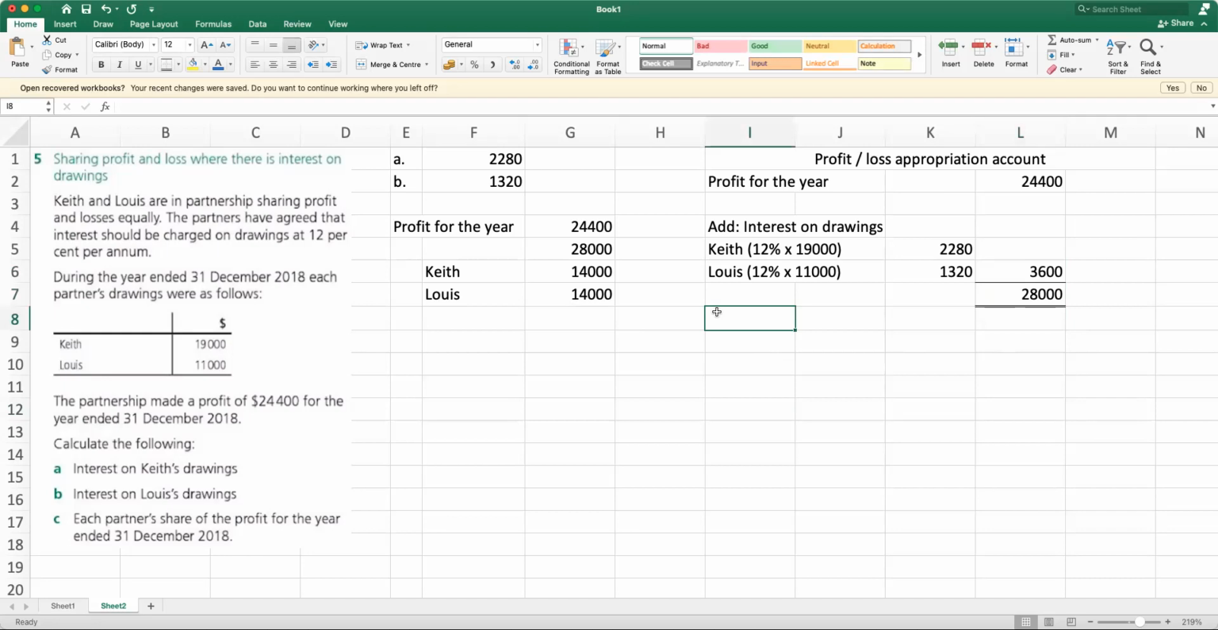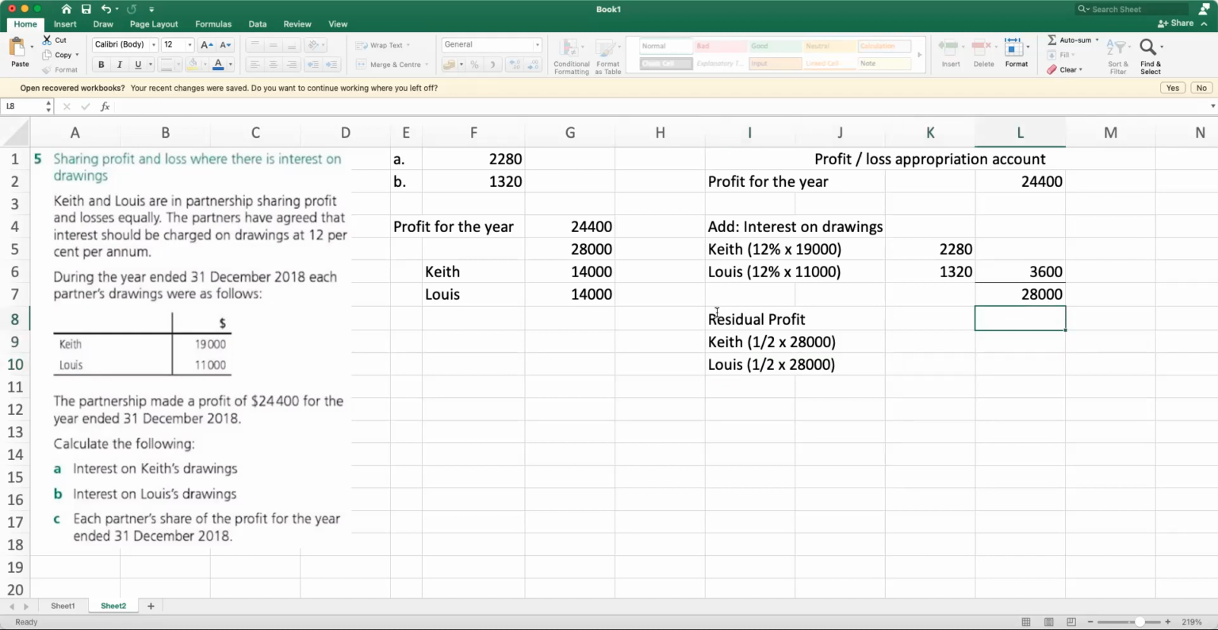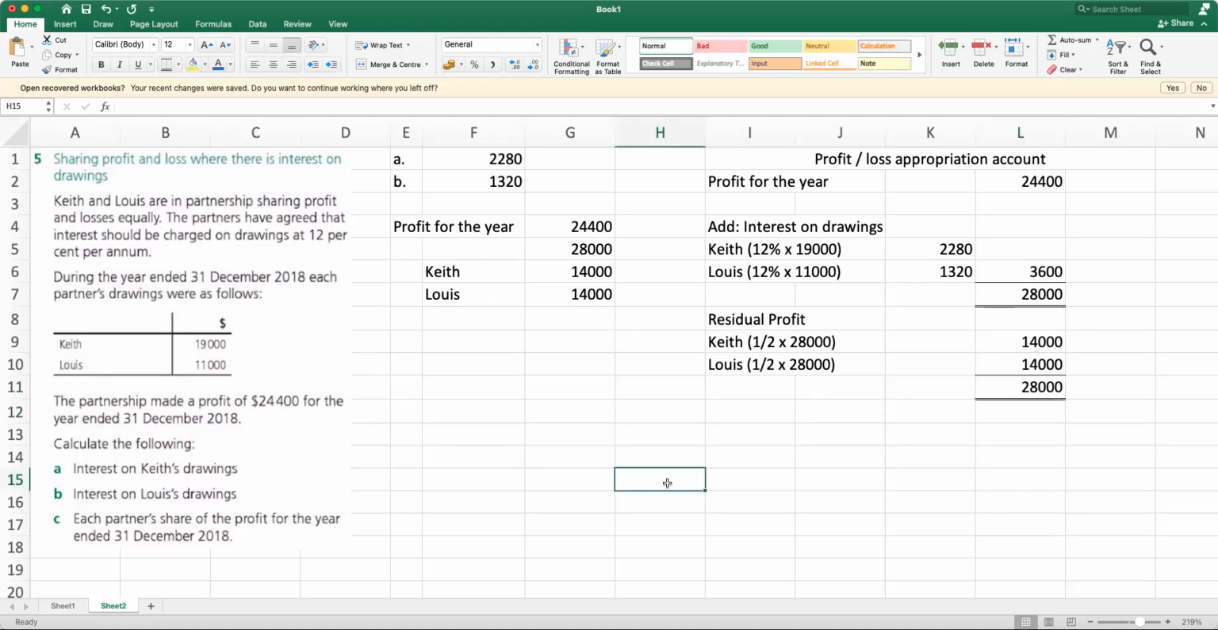So you take this plus this, which equals this amount. And then we need to share the residual profit. Share them equally, so you take 50%, or you can just write half if you want to. Keith half, 14,000, and Louis half, 14,000, which is 28,000 here. And you can see it's the same amount. That's how you do it.